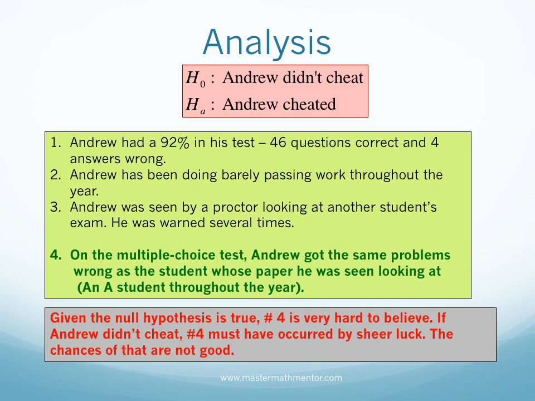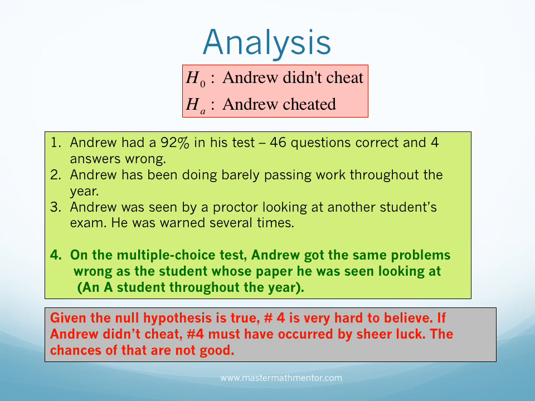Andrew got the same 4 problems wrong on the test as the student whose paper he was seen looking at. If the other student had a perfect paper and so did Andrew, that would be less surprising than this result. What are the chances that the same exact problems the other student got wrong, Andrew would also get incorrect? Those chances are pretty small. Given the fact that the null hypothesis is true and Andrew didn't cheat, what are the odds that he would get exactly the same 4 problems incorrect as the person whose paper he is suspected of cheating off?